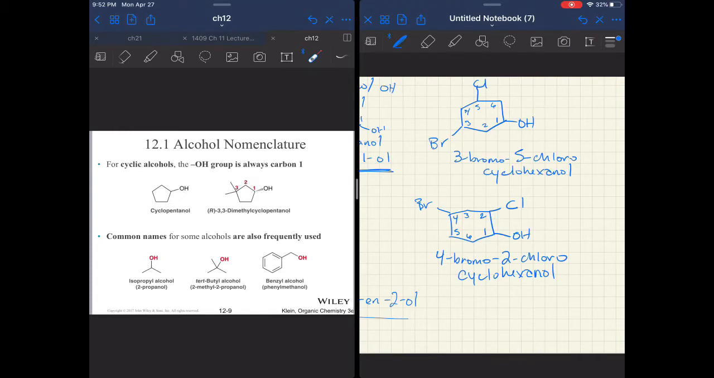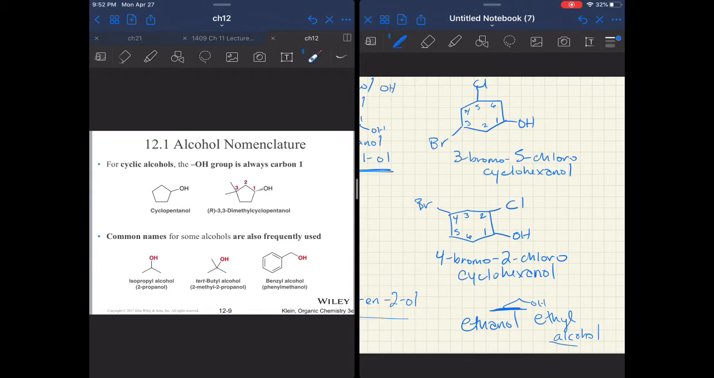Some common names for alcohols here. You don't have to memorize them, but something to recognize because you come across it in labs a lot. Instead of ethanol, that's the IUPAC name. The common name would be ethyl alcohol. So you treat that R group like it's a substituent and then just say the word alcohol. So if you know what an isopropyl group is, then isopropyl alcohol makes more sense.